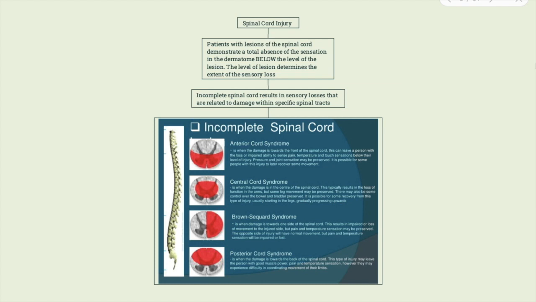And then the level of the lesion determines the extent of the sensory loss. So incomplete spinal cord results in sensory losses that are related to damage within the specific spinal tracts. And so I included this chart with some incomplete spinal cord injuries. And so you have anterior cord syndrome, central cord syndrome, Brown-Séquard syndrome, and posterior cord syndrome, and then you can read that.